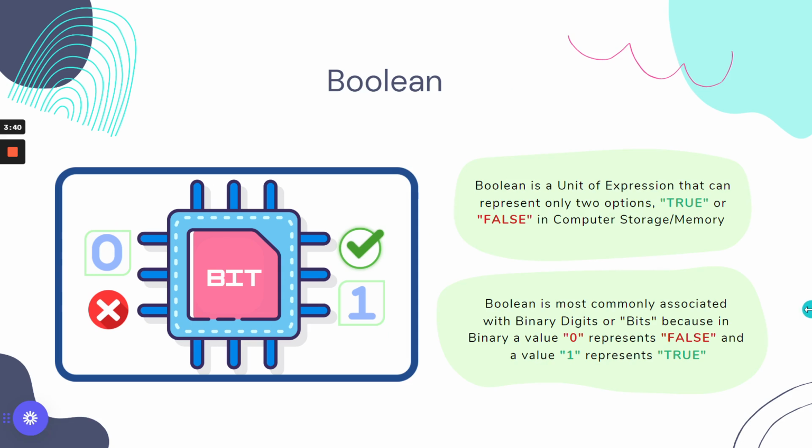What is a Boolean? A Boolean is a unit of expression that refers to having a possible value of true or false in computer storage or memory. Boolean is most commonly associated with binary digits or bits because a Boolean value of 0 represents false, and a Boolean value of 1 represents true.